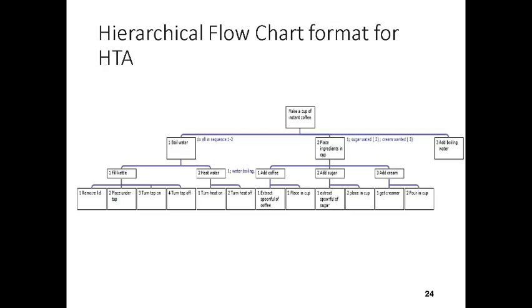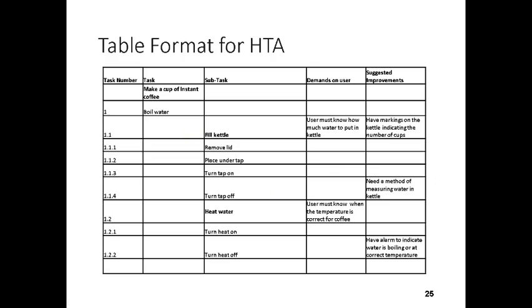Once again, the numbers are still there and your plans are still there, your methods. So for boil water, you have do all in sequence 1 through 2. So that's telling you that for boil water, you want to fill a kettle and you want to heat the water. Okay. And finally, we have the table format.